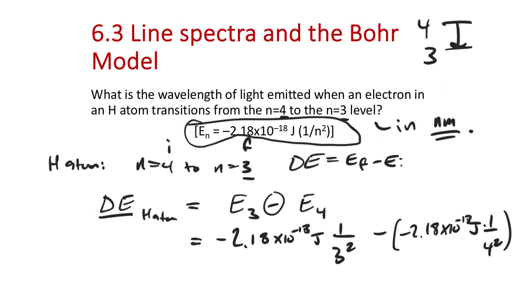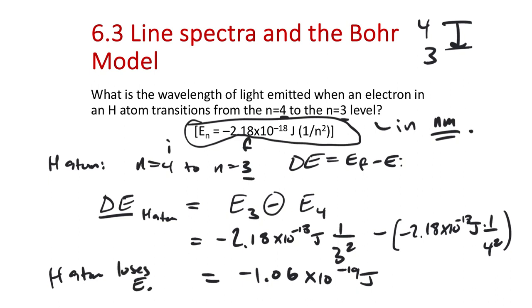So now my hydrogen atom is losing energy, so this should be negative, and it is. So my H atom has lost energy. It's negative 1.05, we'll call it 1.06 times 10 to the minus 19 joules. So H atom's losing energy.